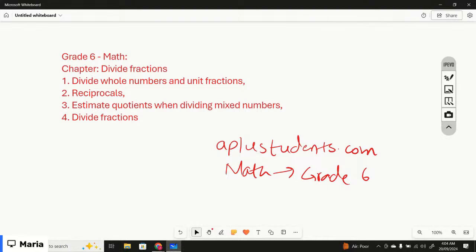We're going to start with the chapter divide fractions, and the lessons we're going to cover today are divide whole numbers and unit fractions, reciprocals, estimate quotients when dividing mixed numbers, and divide fractions. So please make sure you have your notebook and pencil so that you can note down the important examples and definitions as well.